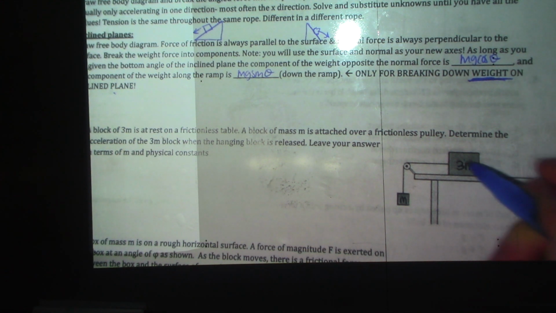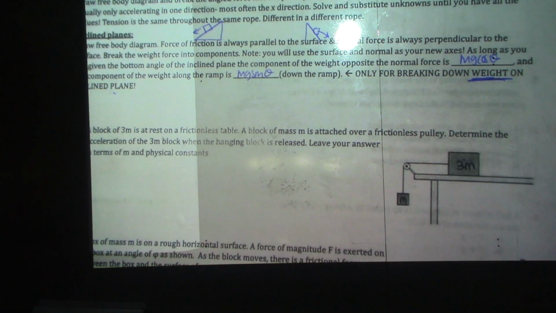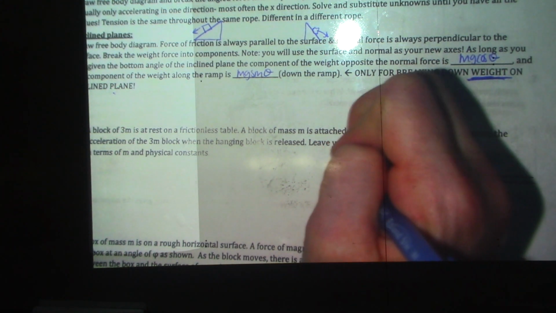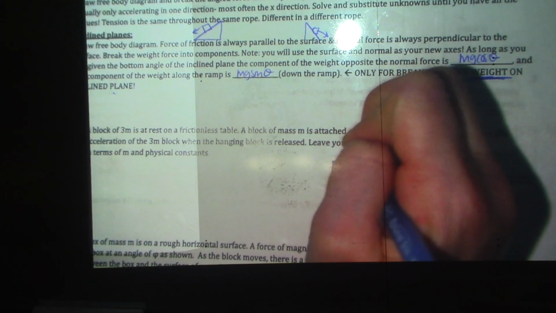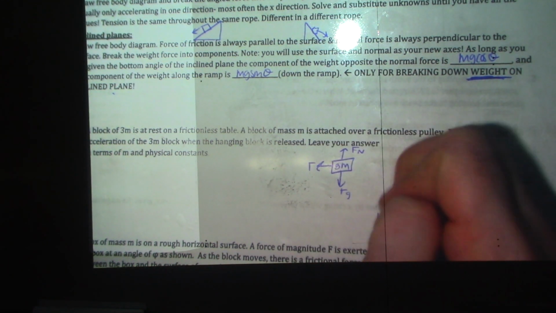Just a note, when they ask you for the acceleration of a certain object, when they're connected, it's the same acceleration. I just want the acceleration of the system. So we're going to draw our free body diagram for each. The 3M has got normal, gravity, and tension. And then the M has got just gravity and tension.